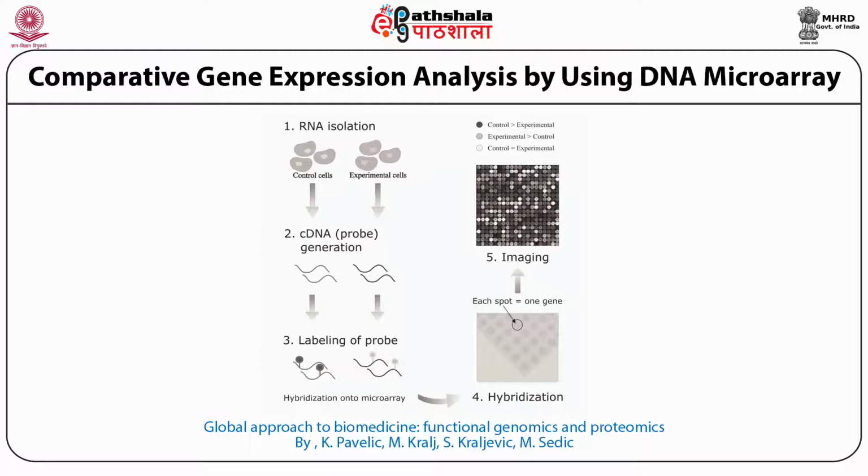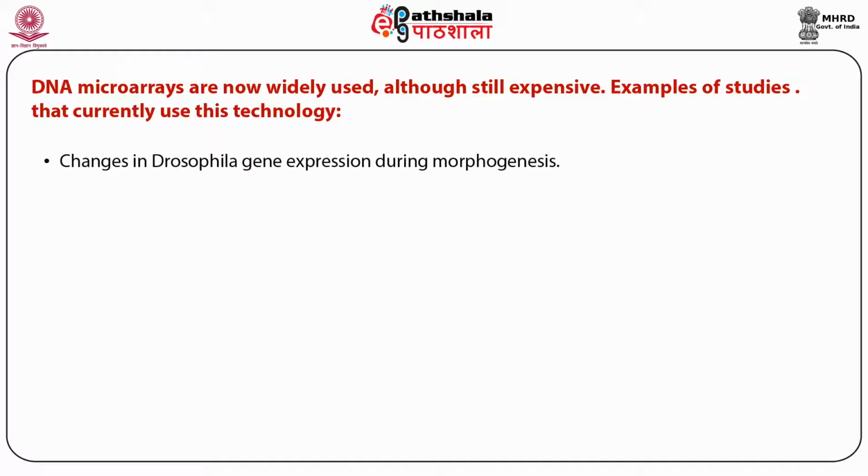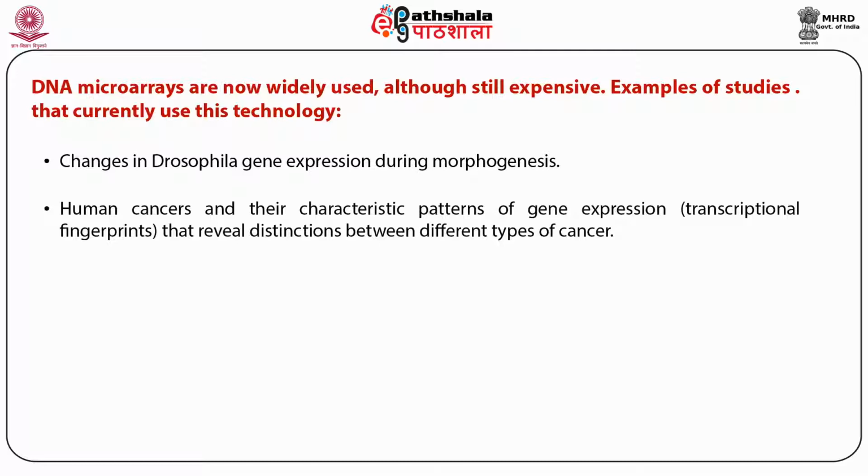So it's a global approach for bioinformatics, functional genomics and proteomics. DNA microarrays are now widely used, although still expensive. The technology is currently used to see changes in Drosophila gene expression during morphogenesis, like what kinds of RNA are expressed at different stages. In human cancers, characteristic patterns of gene expression are transcription fingerprints that reveal distinctions between the different types of cancer.